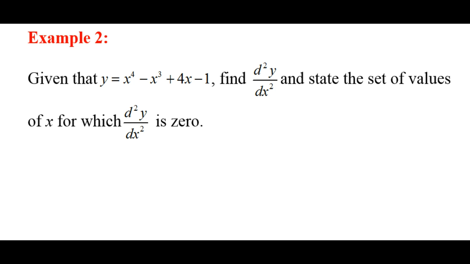Example number 2. This is a very easy question. You can pause the video and try your hand on it. Given that the function y equals this, find d squared y over dx squared and state the set of values of x for which this is equal to 0. So when you find the first and the second derivative, then you find the zeros of the function that you get.